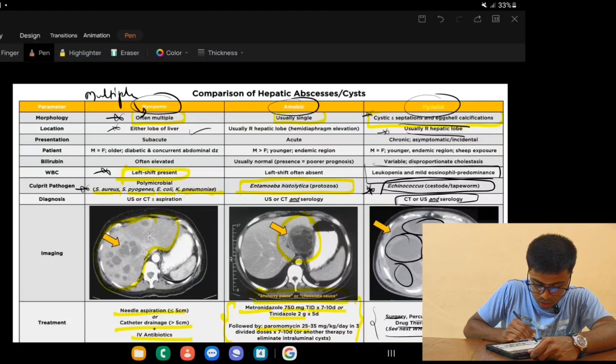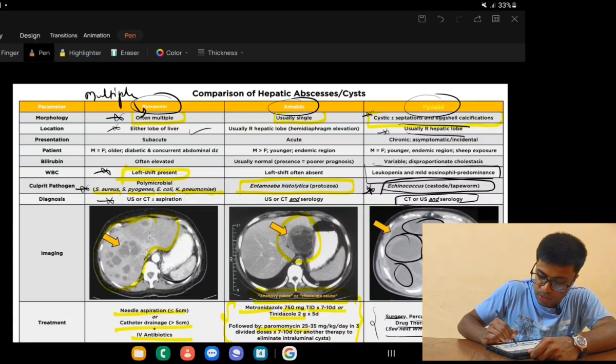and these etiologies or culprit pathogen, and this is the same, and here culprit pathogen.